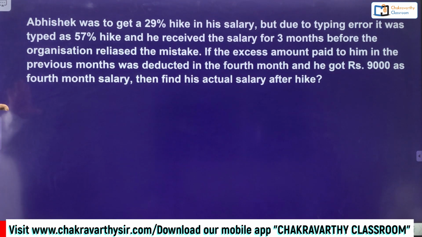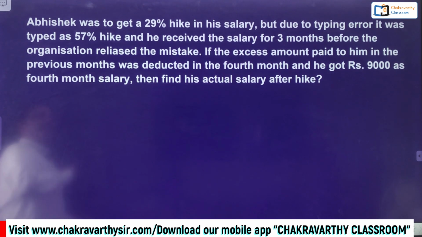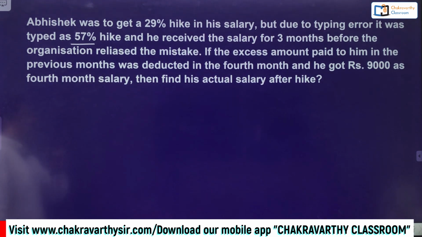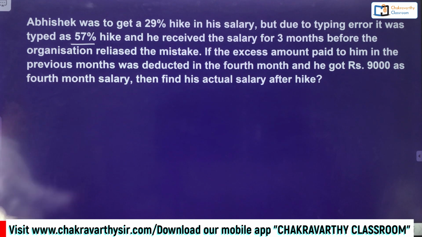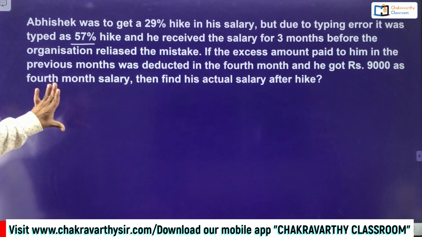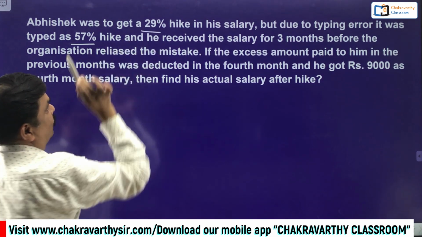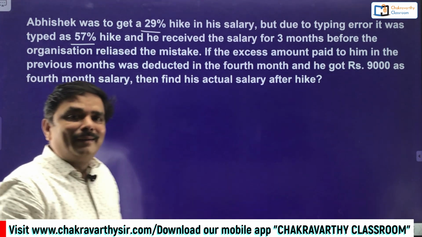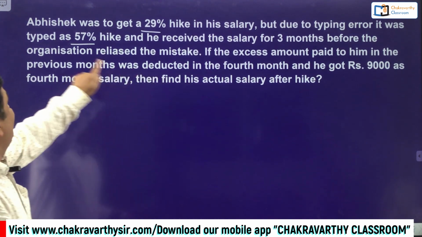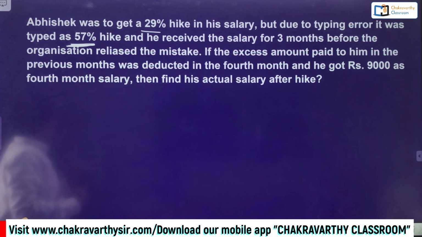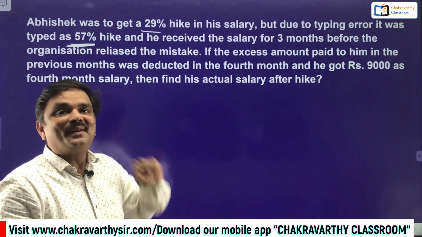How they have given: Abhishek was to get a 29% hike in his salary. Simple one, he has to get that one. But due to a typing error, it was typed as 57% in excess. And he received the salary for 3 months before the organization realized the mistake. Actually, he has to get a 29% hike only, but due to some clerical error or typing error, he got a 57% hike. Extra amount he has got. For how many months? 3 months he got that one.